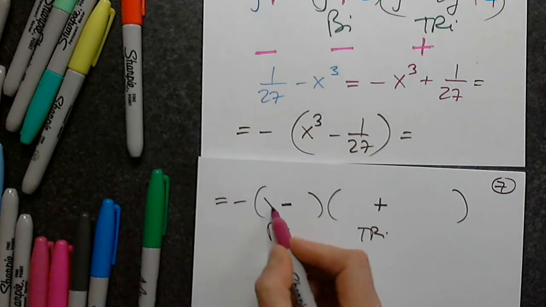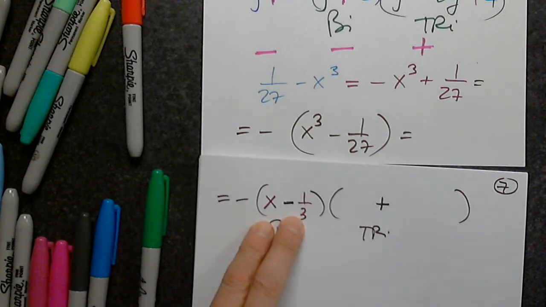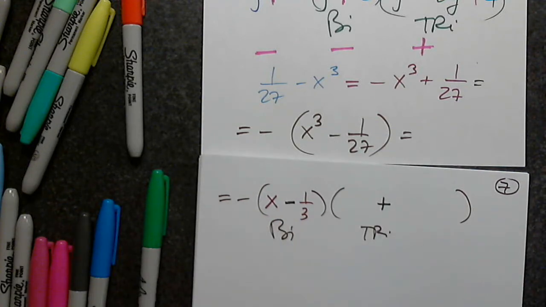X is good. Aren't you trying to get 27 by 1 over 27? I can change 1 over 27 into 27. Excellent. So x cubed is x cubed, and 1 over 3 cubed is 1 over 27. Perfect. So now the trinomial is easy. Once I have the binomial, the trinomial will follow.